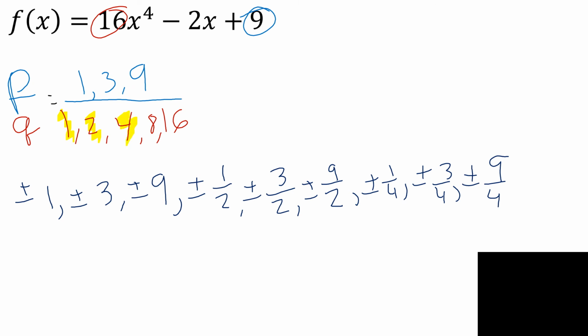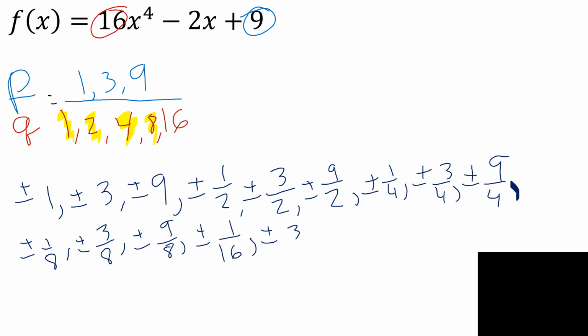Everything divided by 8. Oops. Everything divided by 8, so we've got plus or minus 1 over 8, plus or minus 3 over 8, plus or minus 9 over 8. Now everything divided by 16. Oh my gravy. Plus or minus 1 over 16, plus or minus 3 over 16, plus or minus 9 over 16. And that is everything. So there were no repeats in this one. Everything was present only once.